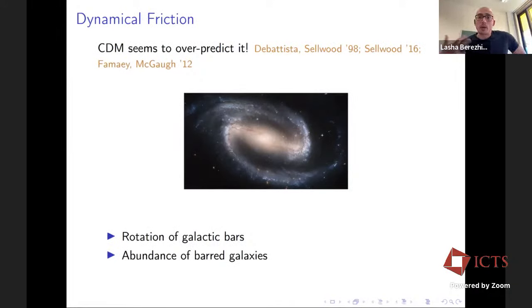So the most vanilla resolution would be to somehow come up with a mechanism or understanding within CDM that the density distribution is not as big as CDM seems to predict. Another point is connected to the abundance of barred galaxies, which is also sensitive to how much dark matter you have in the central regions and throughout the halo.